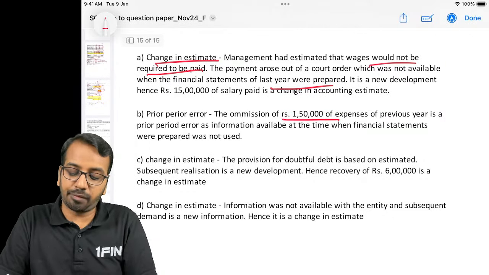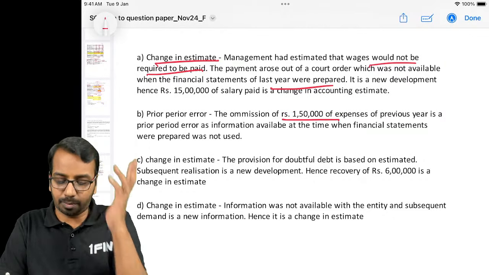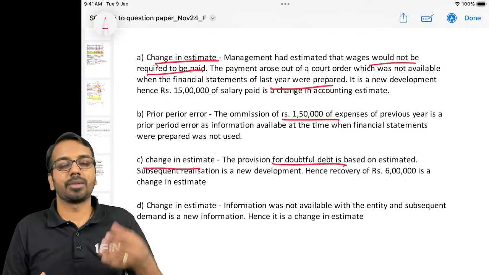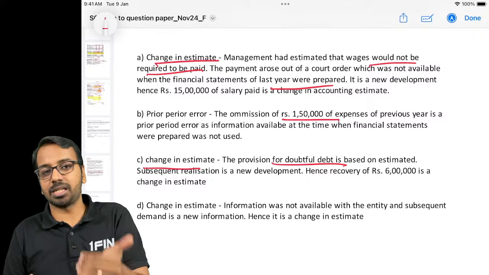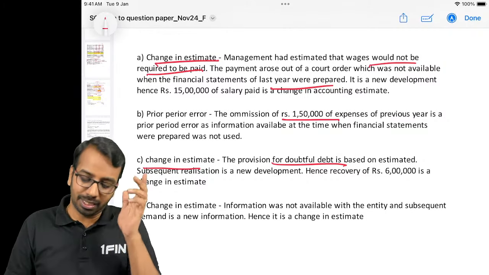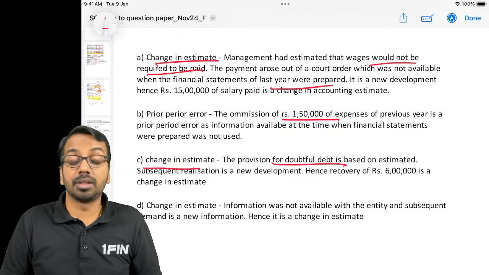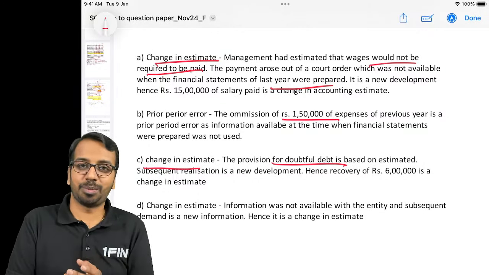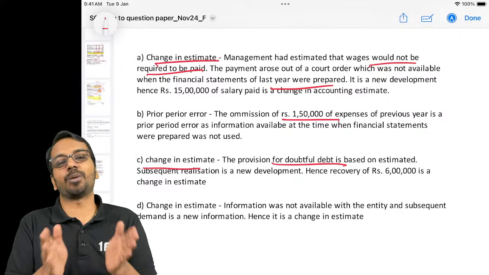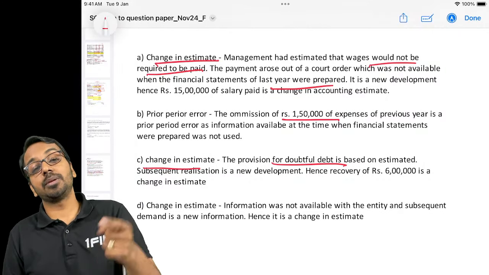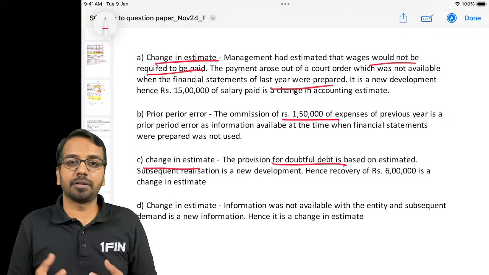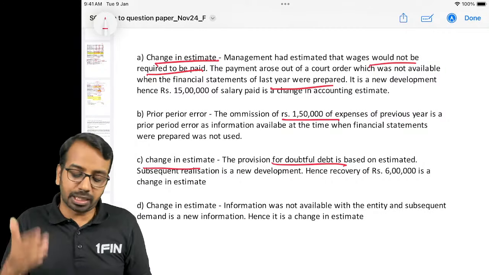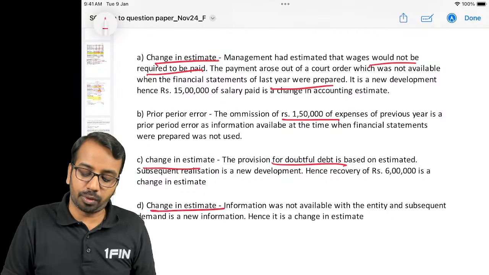Then 1,50,000 which is omitted, it is a clear case of prior period error. Change in provision for doubtful debt, it is again based on estimate, and subsequently if new information arises or if we realize, we'll actually reverse the estimate. Then last one, insurance company, as per my understanding, we didn't know how much premium has to be paid, right? It is the insurance company that has to ask the insurance premium. If the insurance company has given me the wrong amount, how will I have the information to pay the correct amount? So again, because the information was not readily available, I would treat this as a change in accounting estimate.